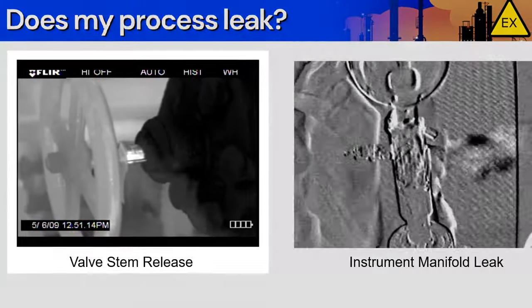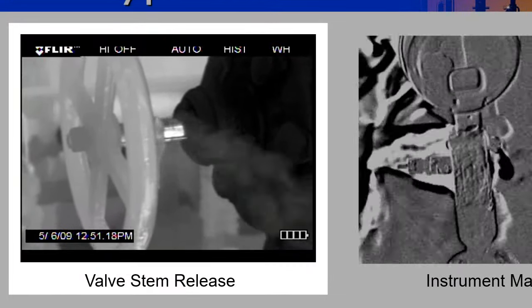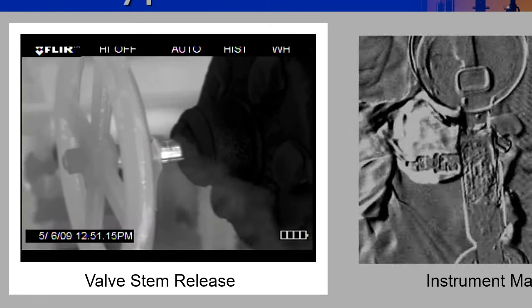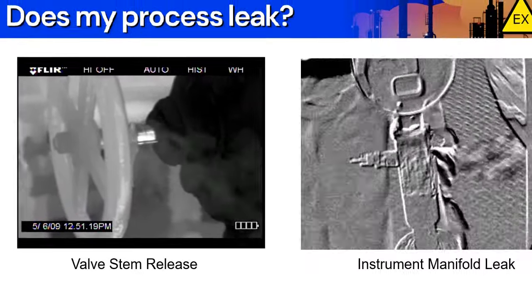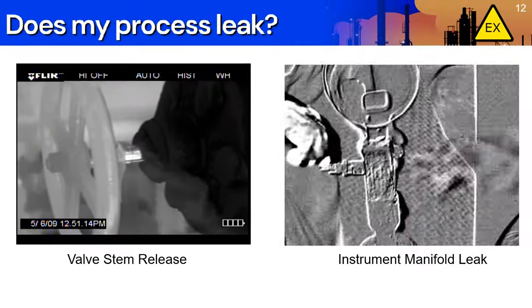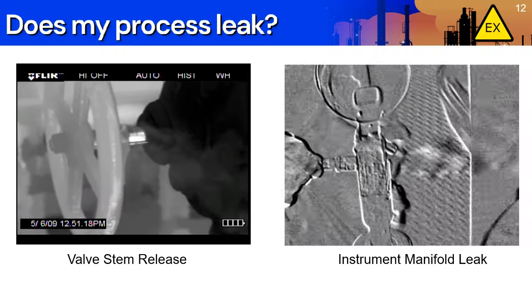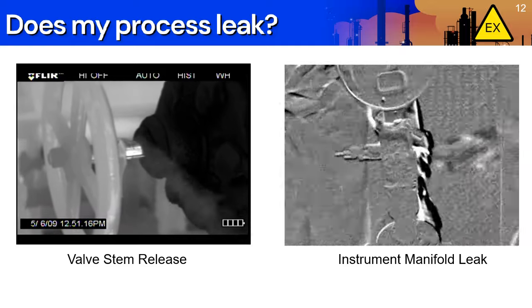On the left is a valve stem release. Equipment with moving parts in contact with process fluids will wear over time. The reduced tolerance allows flammable material to be released. We are unlikely to shut down a plant to repair such a small release. Instead, we classify the area surrounding the release and restrict ignition sources in the area.